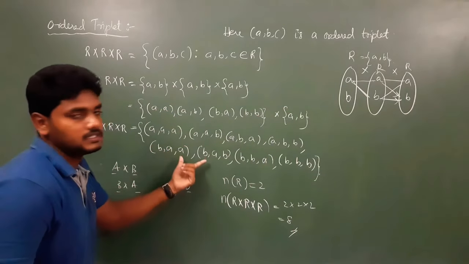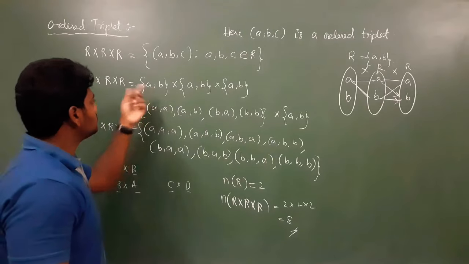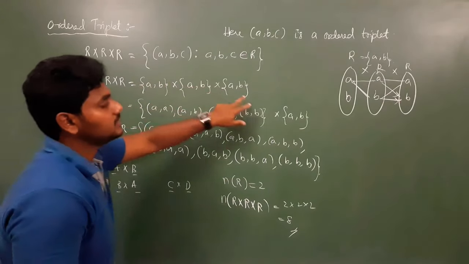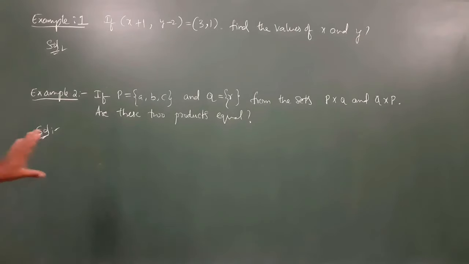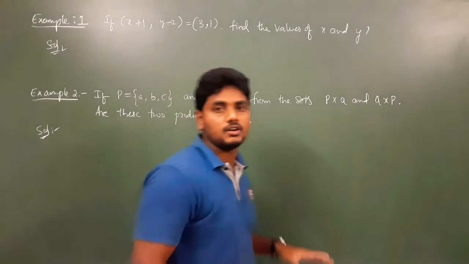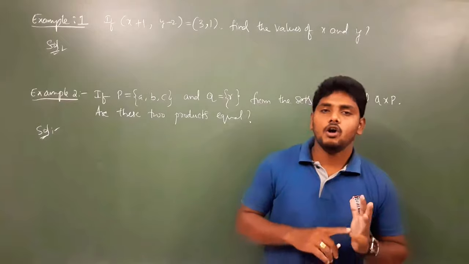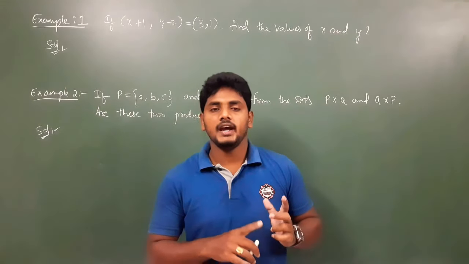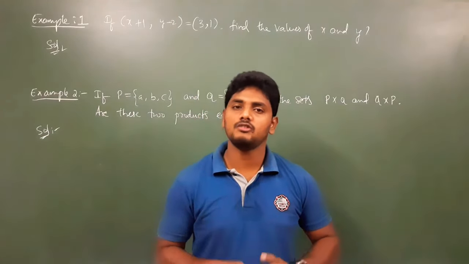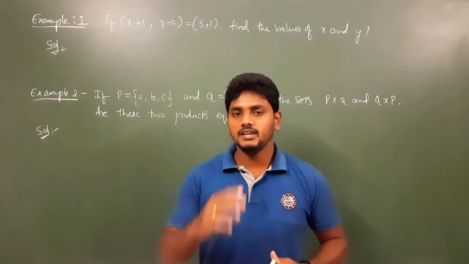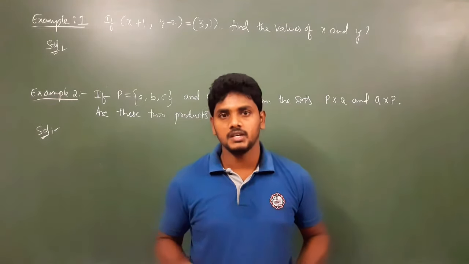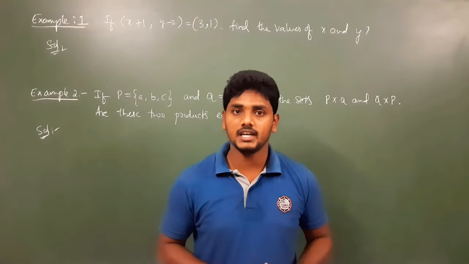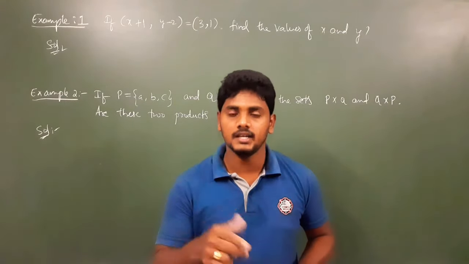If you did not understand this step, you can first do the product of two sets, and next the result with the third set. Pause the video and note it down. Students, now we will discuss some examples based on the concepts we have discussed, like ordered pairs, ordered triplets, and the Cartesian product of two or three sets. If you do more and more examples, then only you can understand the concept. If you understand the concept, we can easily attempt any type of problem based on it.